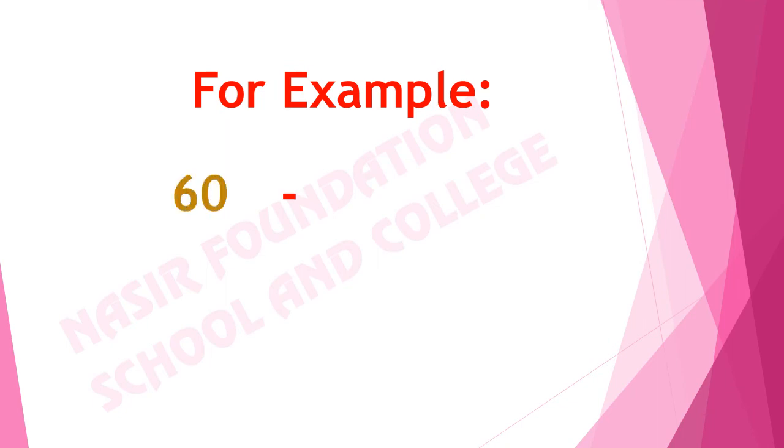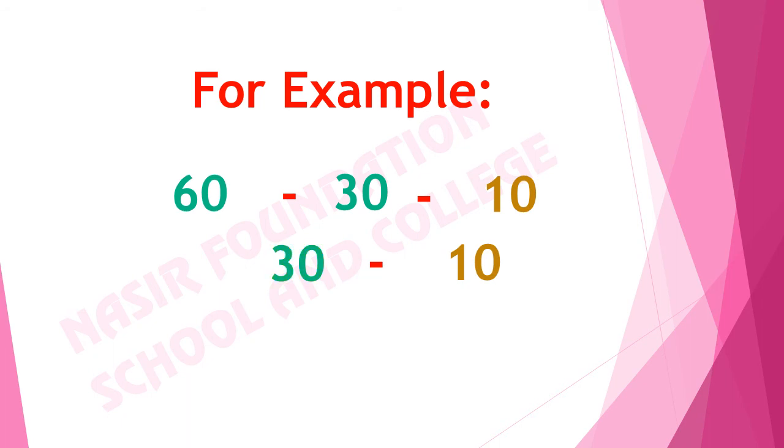Let's take another example. From 60 we will subtract 30, and from the answer we will subtract 10. As we have two same operations in this sentence, from where will we start? We will start from the left. From 60 we will subtract 30. If we subtract 30 from 60, we get 30, and then we will subtract the remaining number from it. From 30 we have to subtract 10.